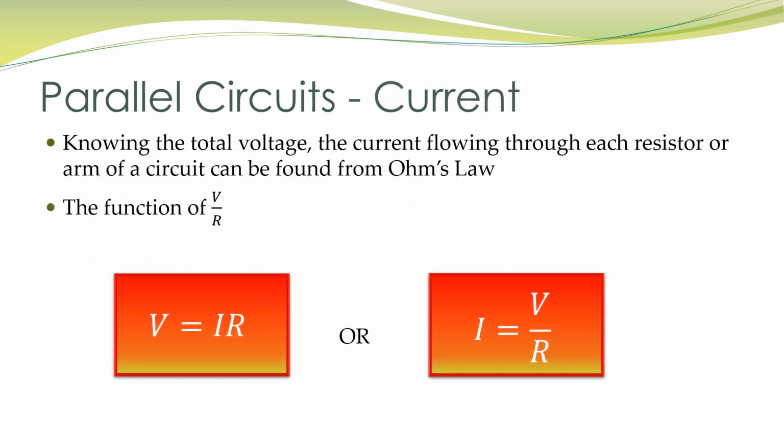So knowing the total voltage, the current flowing through each resistor or each arm of the circuit can then be found through Ohm's law. It's basically a function of V divided by R. So we're rearranging Ohm's law into I equals V over R and using that. Let's have a look.